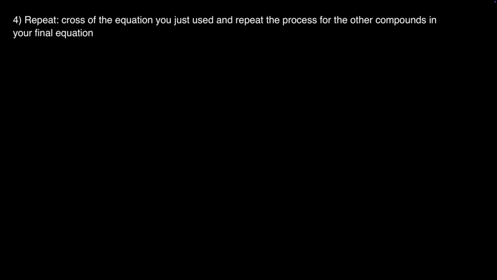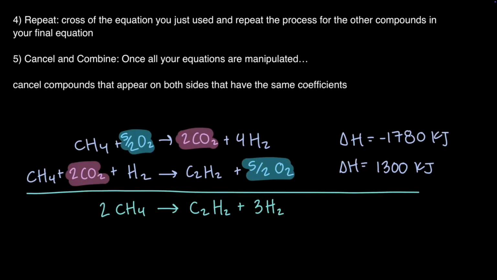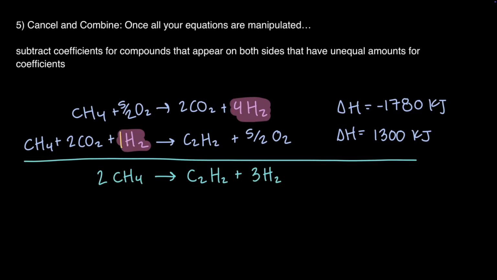Once all your equations are manipulated, we can cancel and combine all the equations together. If you see a compound that appears on both sides, reactants and products, and they have the same coefficients, you can cancel or cross out those compounds. If you see compounds that appear on both sides but have unequal coefficients, you can subtract the coefficients and cancel out the compound that had the smaller amount.